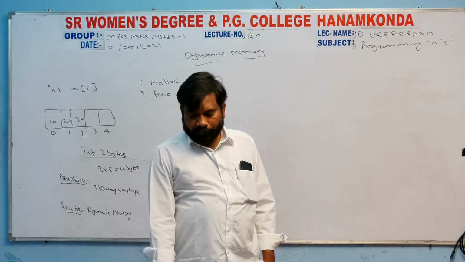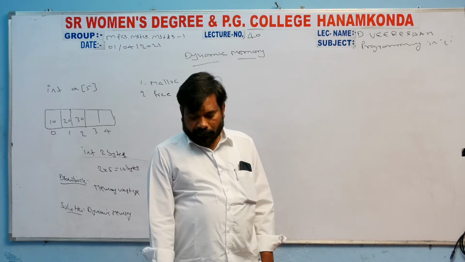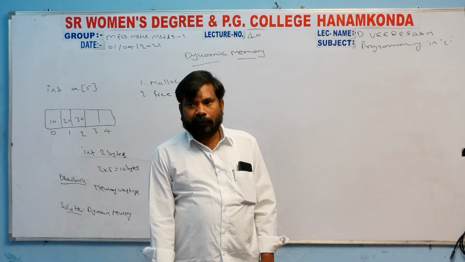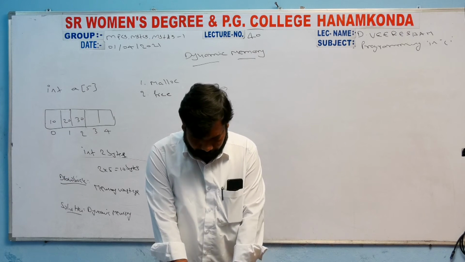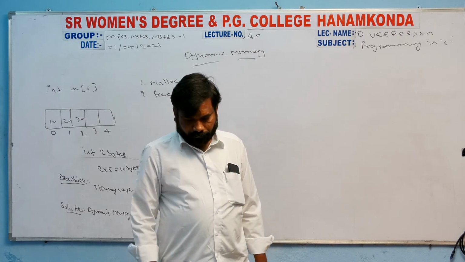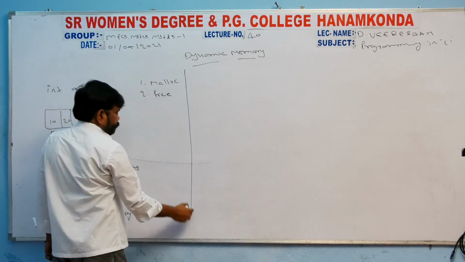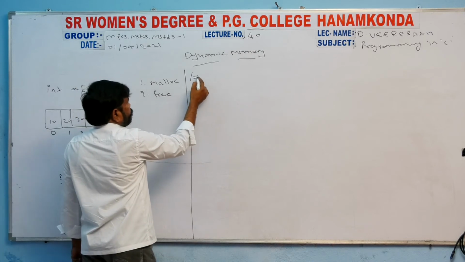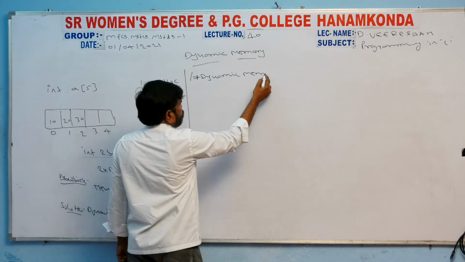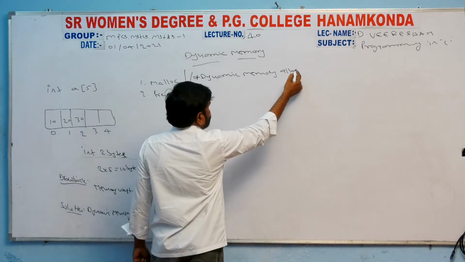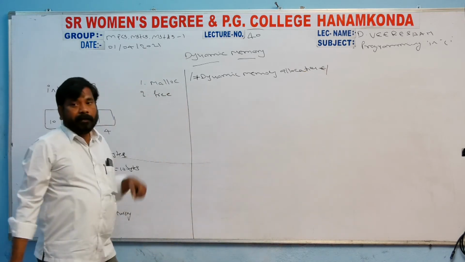Allocation of memory to a variable at runtime, on demand, according to the requirements of the programmer is known as dynamic memory allocation or runtime memory allocation. Everyone is okay now? Now we'll see the program on this. That is dynamic memory allocation.